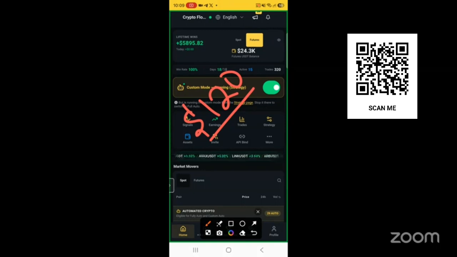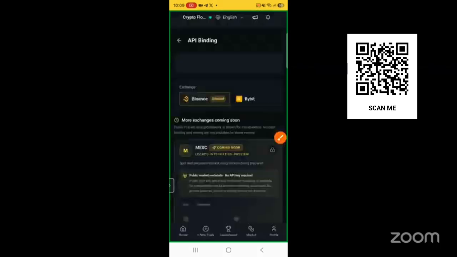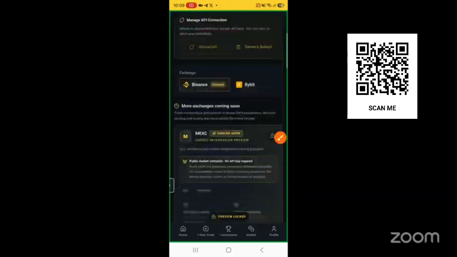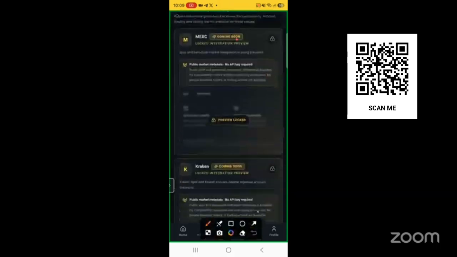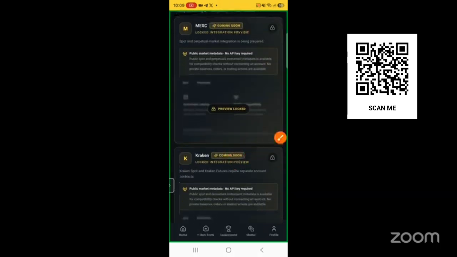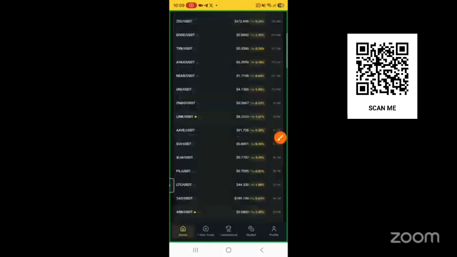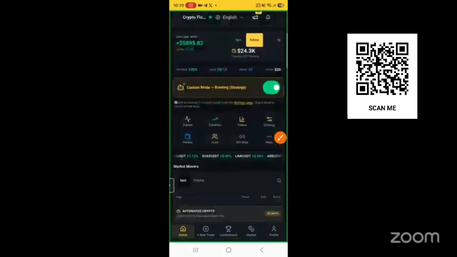Once you get it, you're going to connect it to your Binance account or your Bybit. For now, it only accepts Binance or Bybit, but of course they are adding more exchanges like Mexi, Kraken, and also Hyperliquid, and we requested for them to add BingX. I think it is in the pipeline and is going to also be added. Those are the main exchanges it trades on.